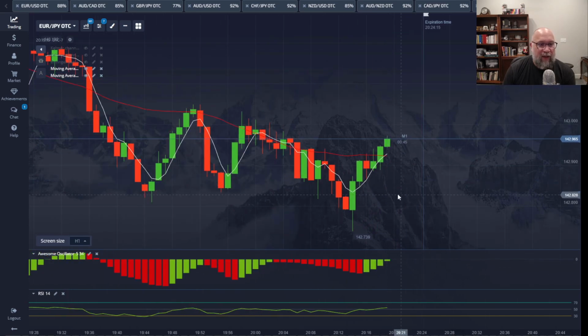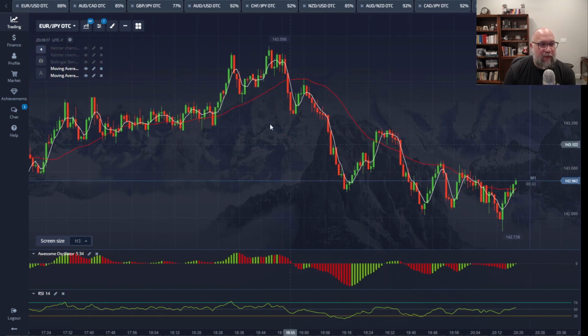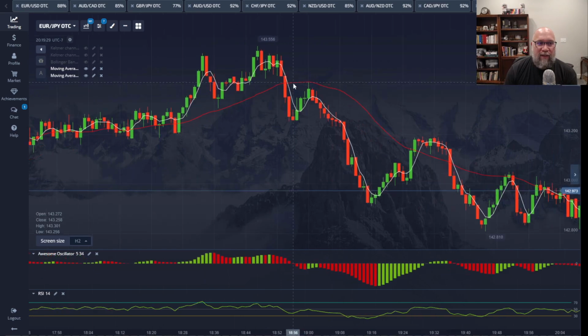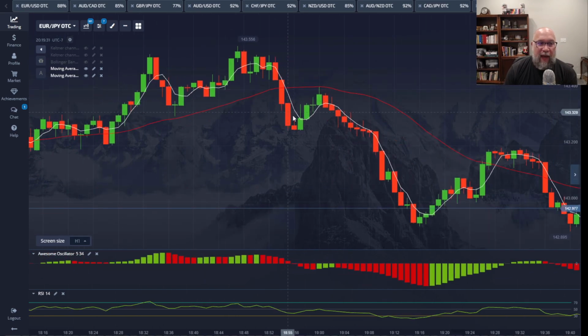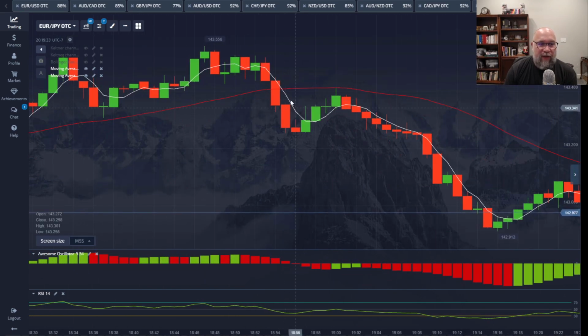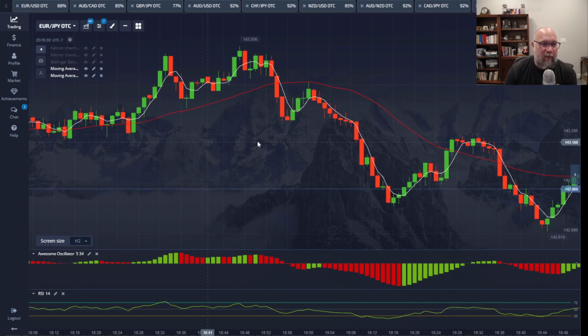But the strategy basically goes that when this white line comes down across the red line, so the shorter moving average comes down across that longer, more flowy moving average, you want to see that white line then pass through a red candle. So you can see it missed the red candle here. It crossed here, missed the red candle. So this would not have been a valid setup.